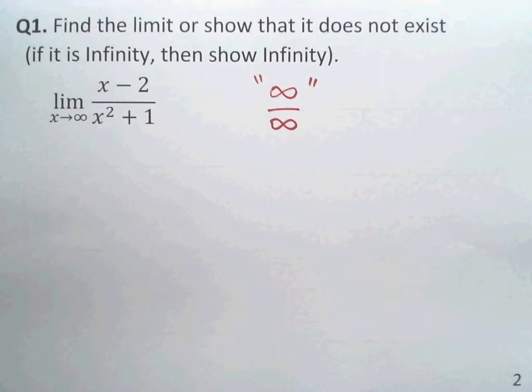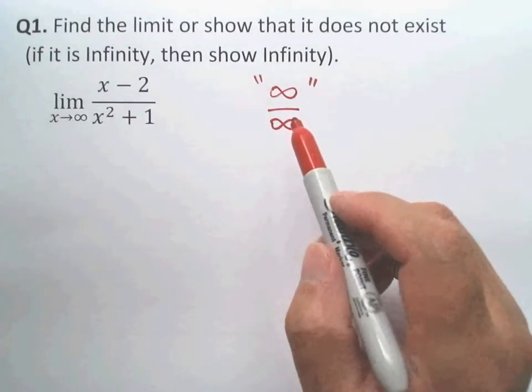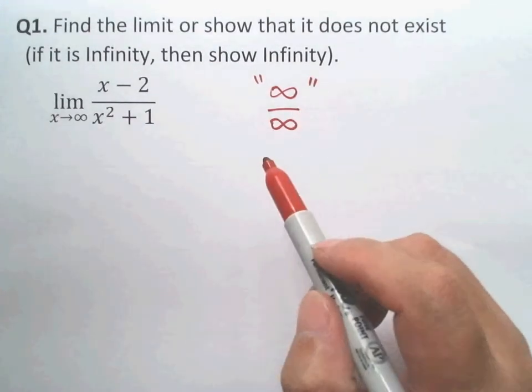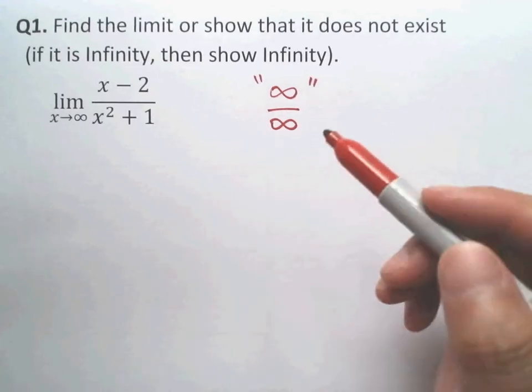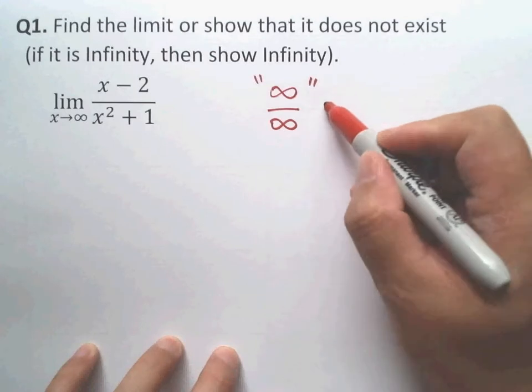This form is similar to 0 over 0. We call it what? 0 over 0, we call it an indeterminate form. It's called an indeterminate form.